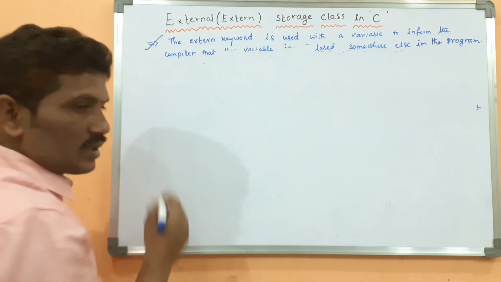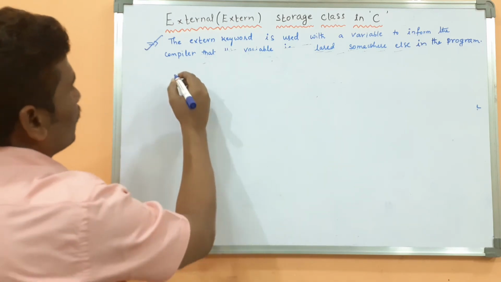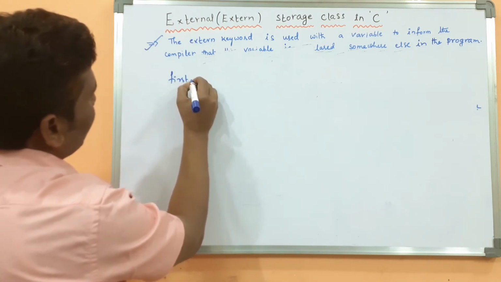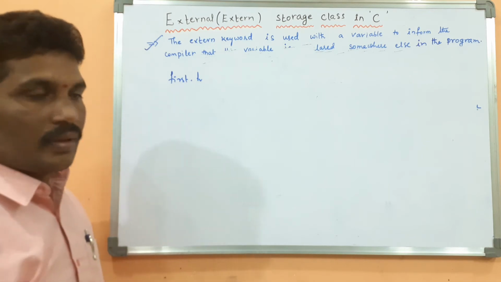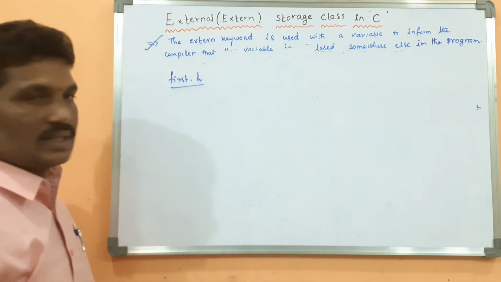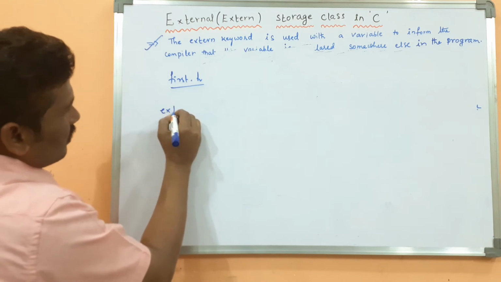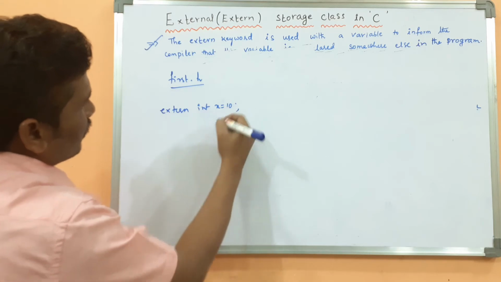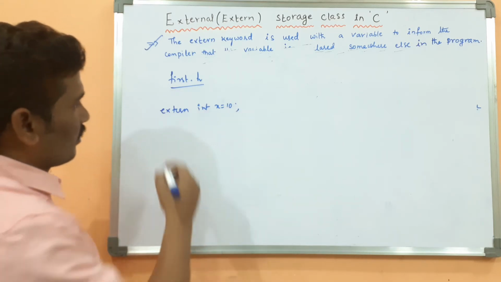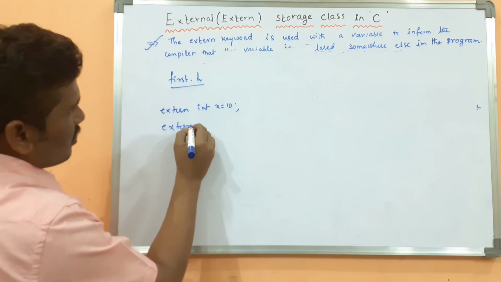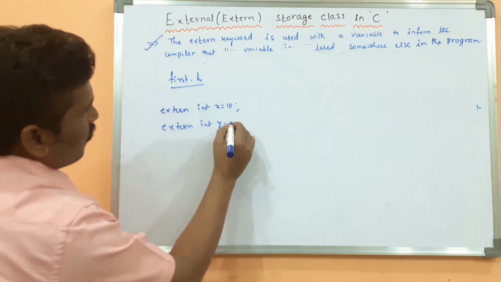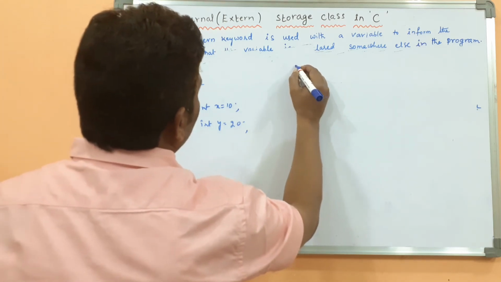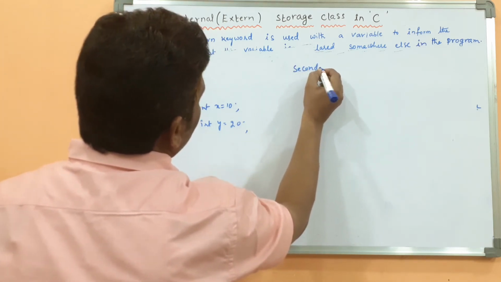For example, the first example: first.h. This file is saved as first.h. extern int x = 10, then extern int y = 12. After that, second.c.